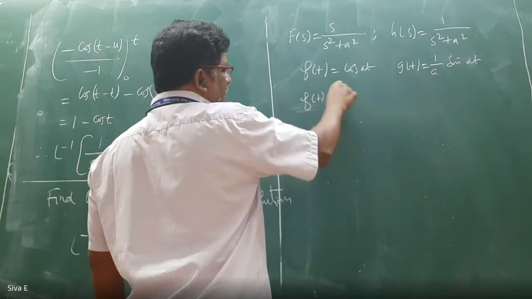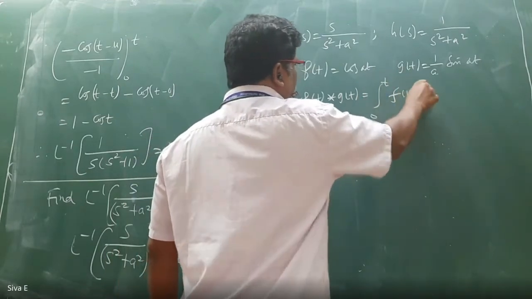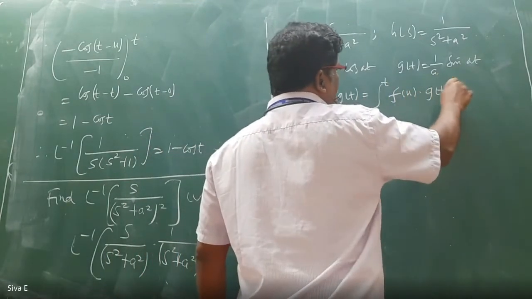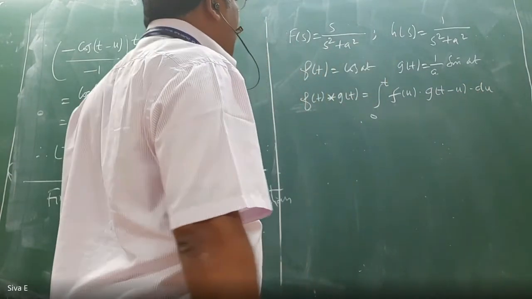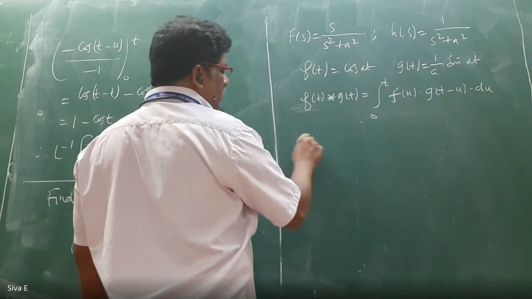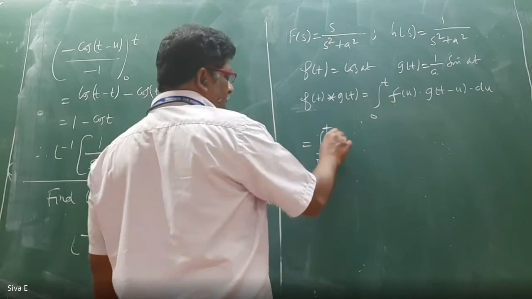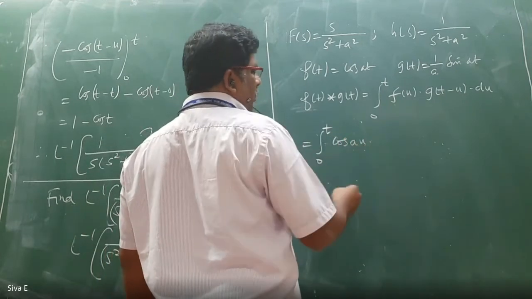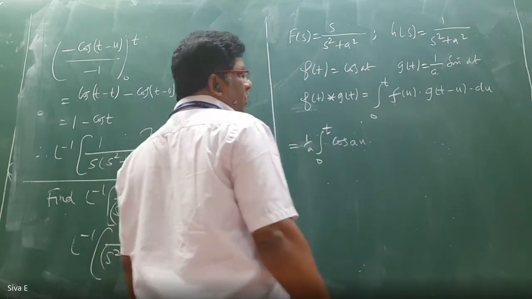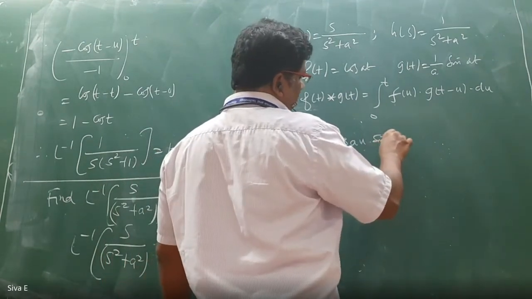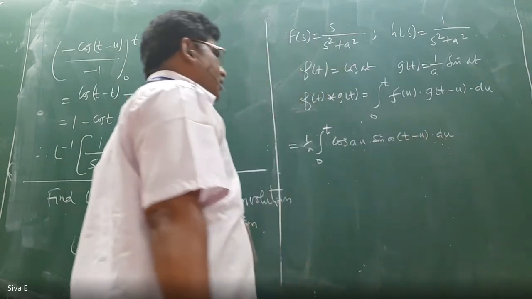Therefore, f of t star g of t equal to integral of 0 to t f of u g of t minus u du. So integral of 0 to t, f of u is cos a u. Take that 1 by a outside, sin a into t minus u du.